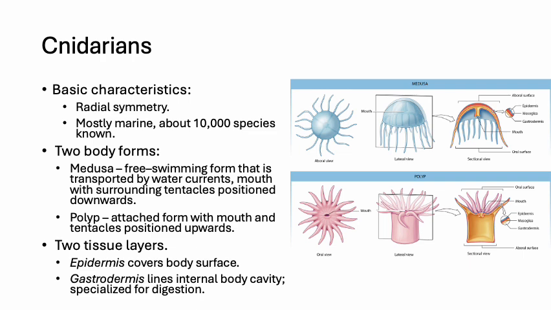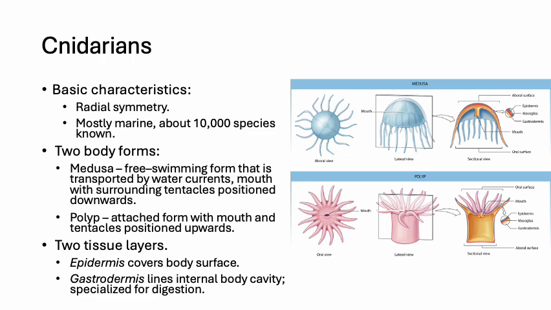Now let's move on to the cnidarians, the jellyfish, corals, and anemones. These animals all share radial symmetry, which allows them to interact with their environment from all sides. They have two main body forms: the medusa, which is free-floating with tentacles hanging downwards, and the polyp, which is attached to a surface, with tentacles reaching upwards.